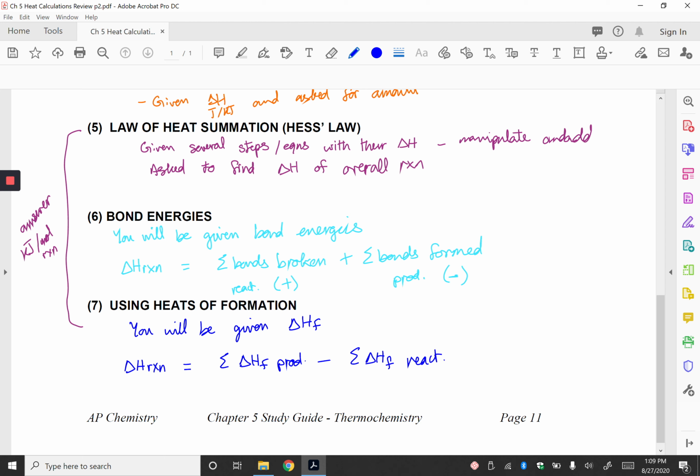Now, even though bond energies are not on this test, I do want to point out, when you're studying for your final or semester exam, these two are mixed up a lot. So watch out that you're using the correct equation for them. When you're using heats of formation, you do products minus reactants. When you're doing bond energies, you add them together, but you use positive for the reactants and negative for the products. So this is a little summary of all the different ways to calculate delta H. Hope this helps.